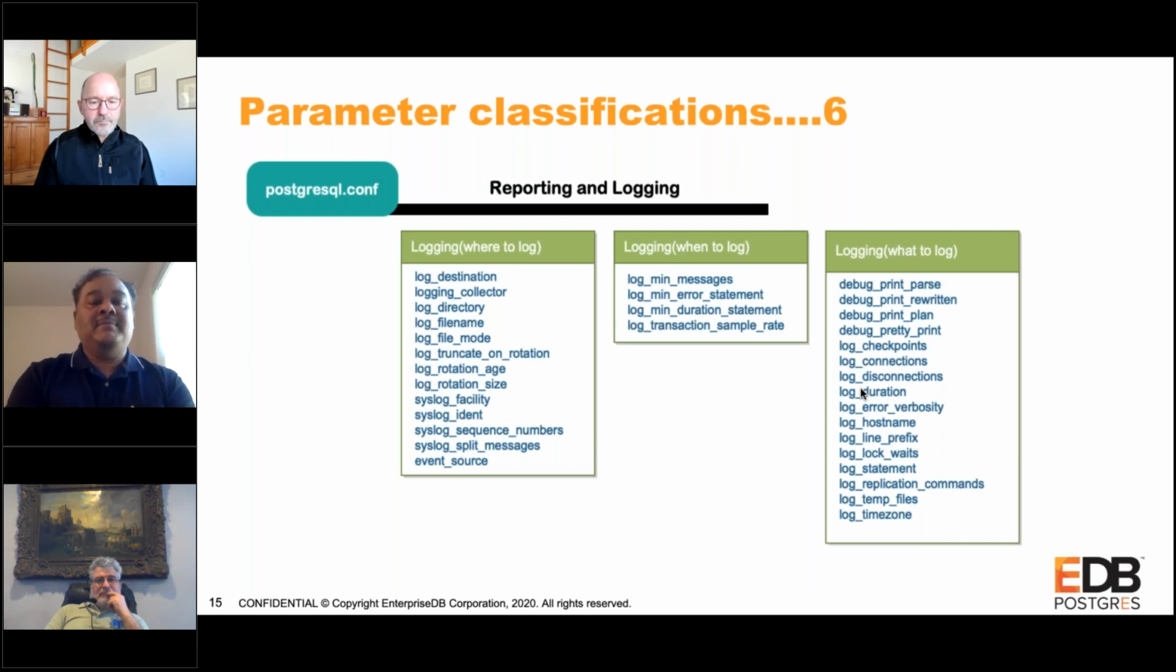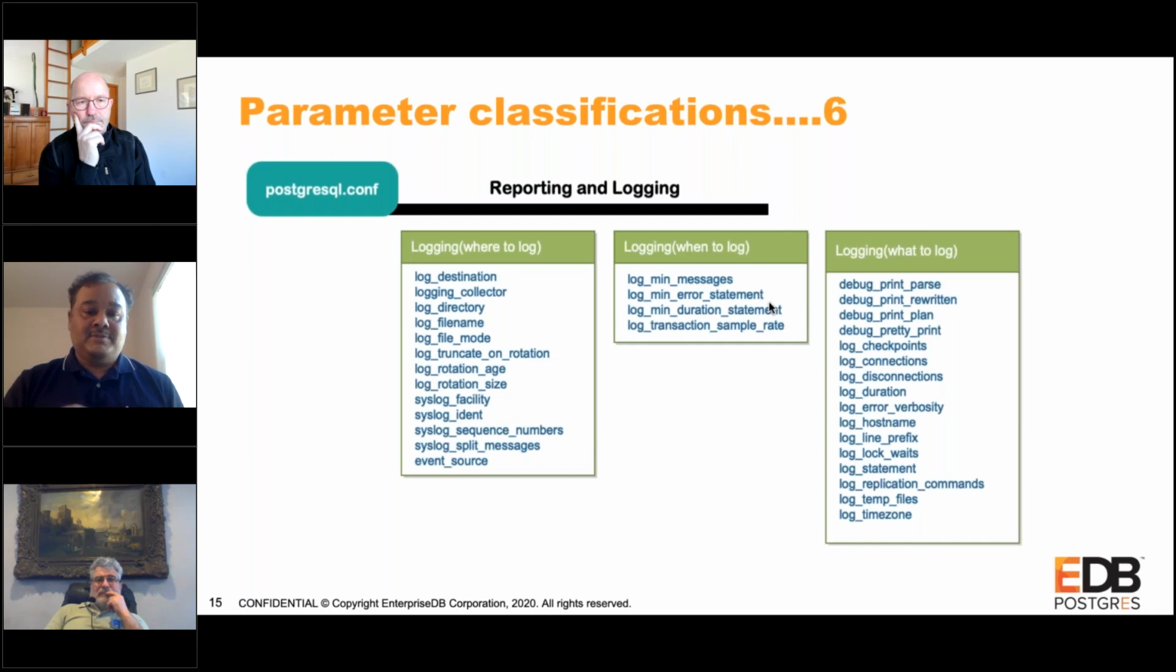If you see these parameters, you can see where to log. That means where your log file should be and how big it should be. And next is when to log. That means do you want the transaction to be logged before or after? That way you can control it. And what is the error level? You may want the full statement, time duration, and all the other details like connection and disconnection. That information is going to be logged. What to log is at a deeper level, like checkpoint related detail, autovacuum detail, replication related, everything is written.